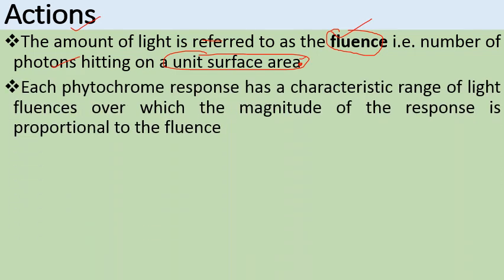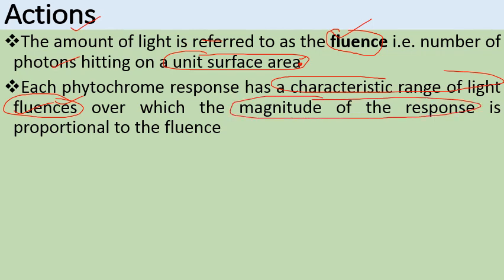So each phytochrome response has a characteristic range of light fluence. So जो phytochrome response है वो mediate होता है fluence से, that is how many photons are hitting on a particular portion of the plant body, over which the magnitude of response, जो magnitude है और effector response का, is proportional to the fluence. So it is directly controlled by this fluence. Means कितनी light किस particular area में पड़ रही है, so that will initiate the response, light mediated response.